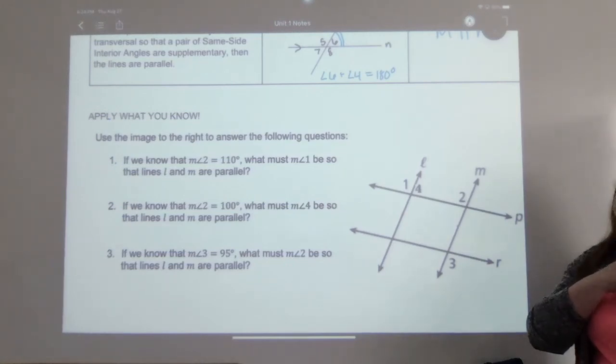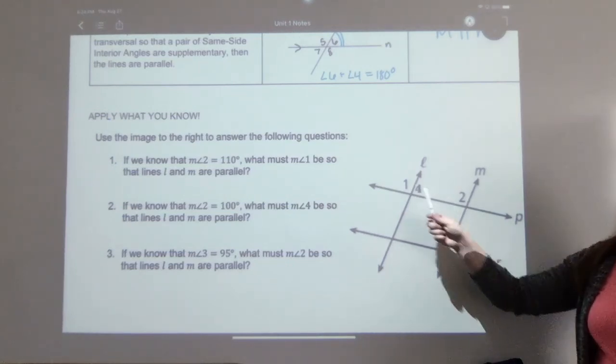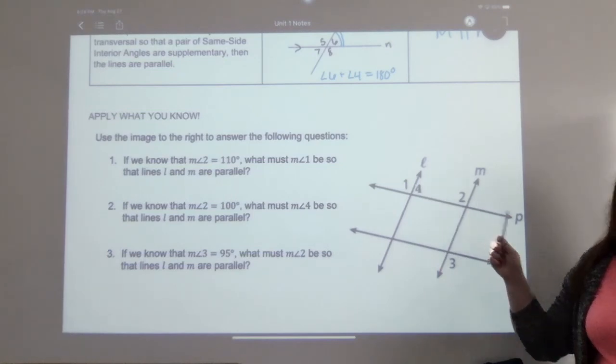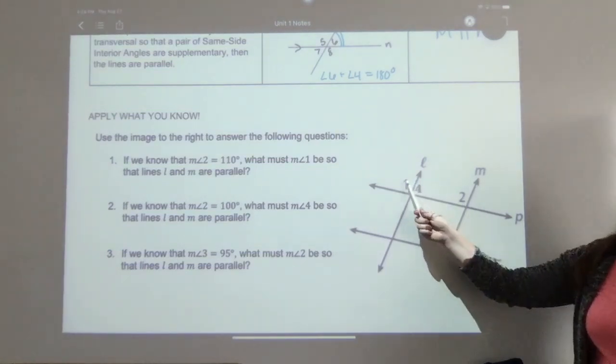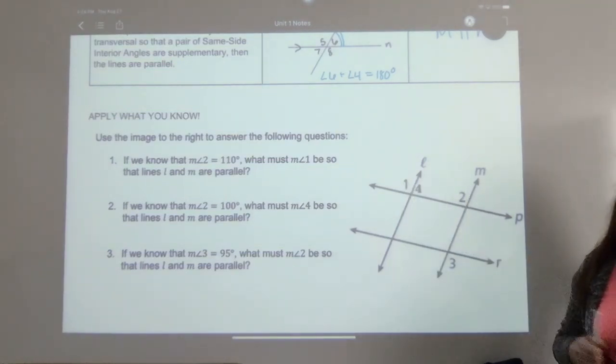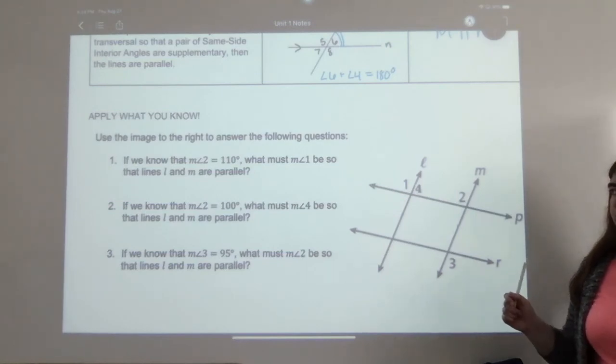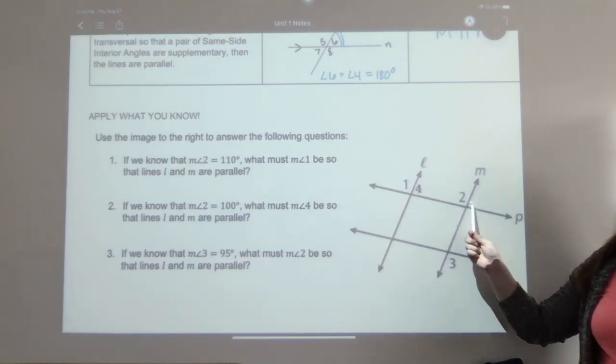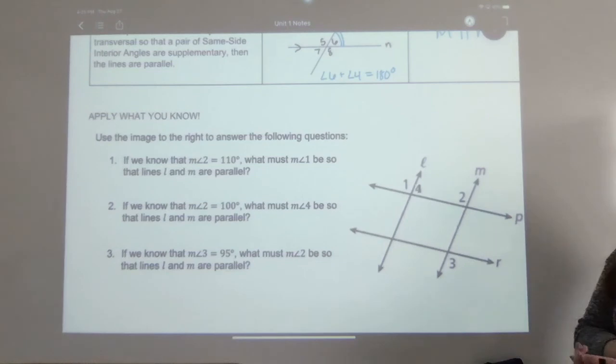Okay, if I'm trying to prove that the lines are parallel and these are corresponding angles, then that means that this angle needs to be congruent to angle 2 in order for them to be parallel. So if the measure of angle 2 is 110 degrees, then the measure of angle 1 also must be 110 degrees.